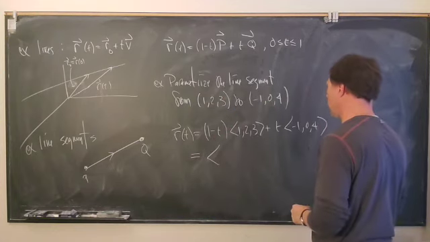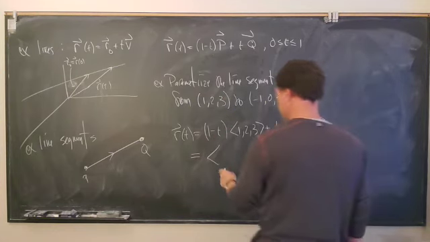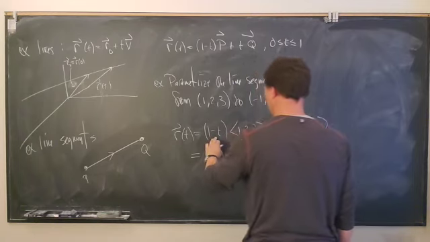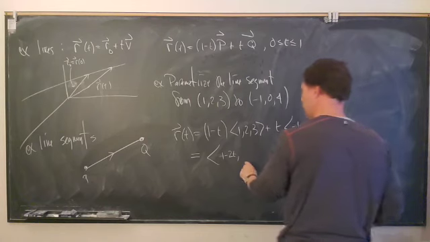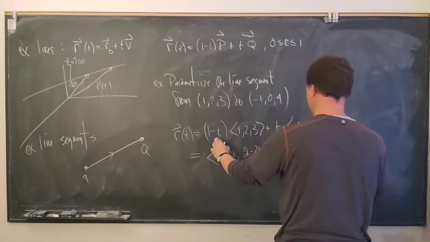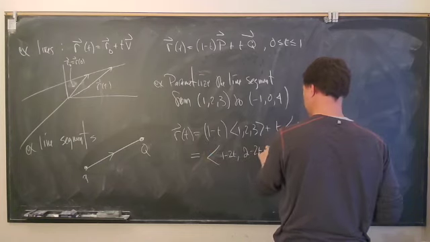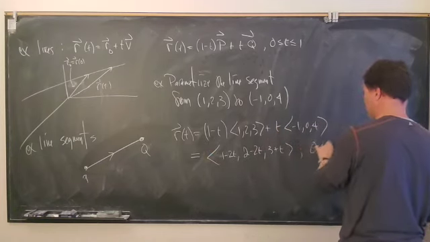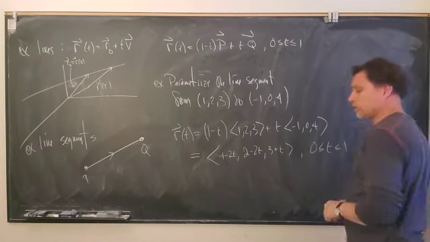So (1 minus 2t, 2 minus 2t, 3 plus t). And remember, we have to go between 0 and 1.